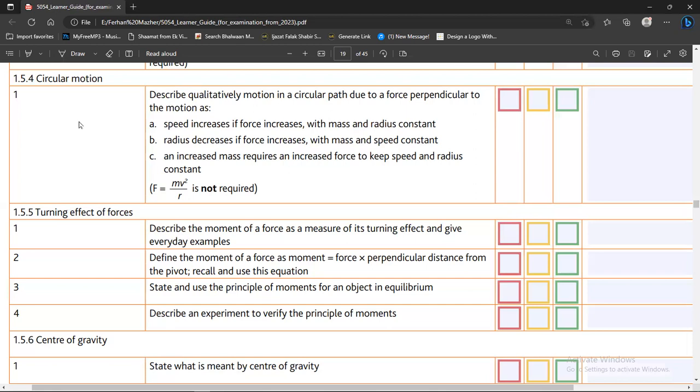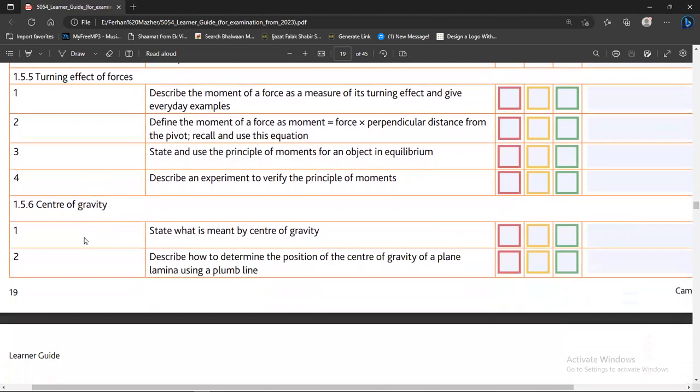The next topic is turning effect of forces. You should be able to describe the moment of a force as a measure of its turning effect and give everyday examples. Define the moment of a force as moment is equal to force multiplied by perpendicular distance from the pivot. Recall and use this equation. State and use the principle of moments for an object in equilibrium. Describe an experiment to verify the principle of moments.